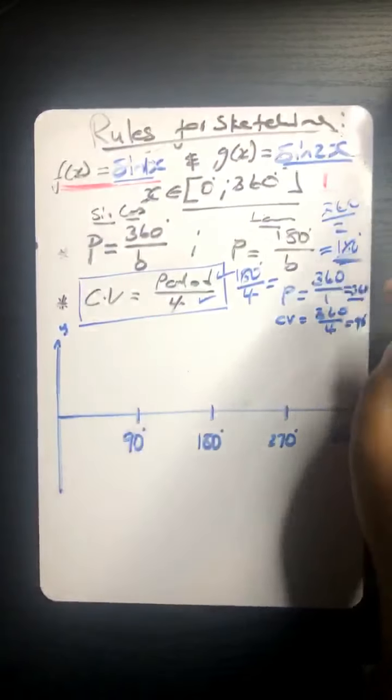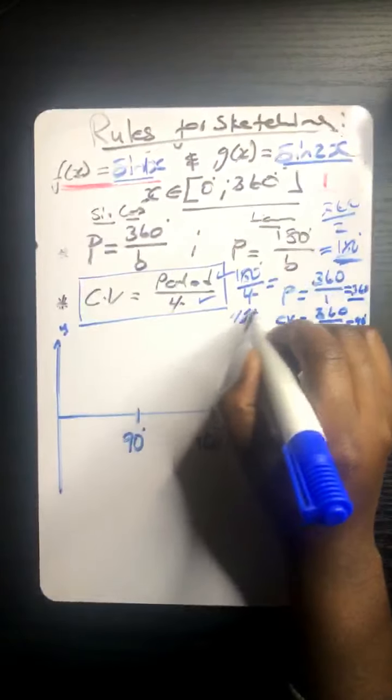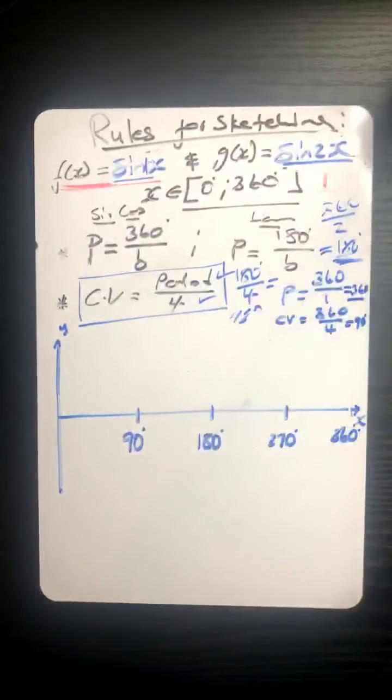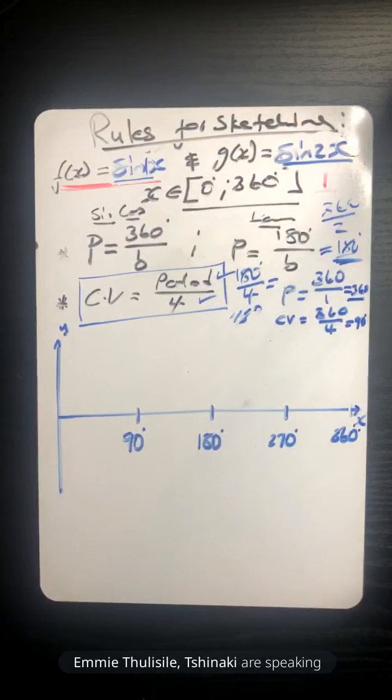45. Someone is saying 45. I'm not sure. Do you guys agree with that one? Do you guys understand it better now? Yes, sir. Is it everyone who's understanding it better now? Yes, sir.